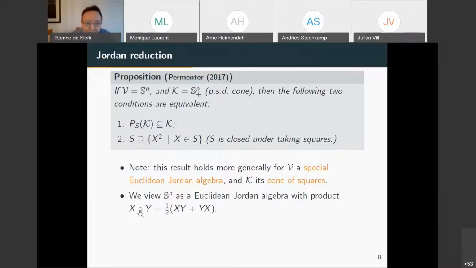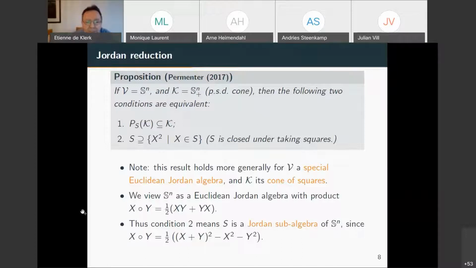If we view the symmetric matrices as a Euclidean Jordan algebra, then of course we must have a multiplication, and it must be closed. So Sn must be closed under this multiplication. So if we define the product of two symmetric matrices as this, obviously this results in a symmetric matrix. And so basically the condition that S is closed under taking squares means that S is a Jordan subalgebra of the symmetric matrices.